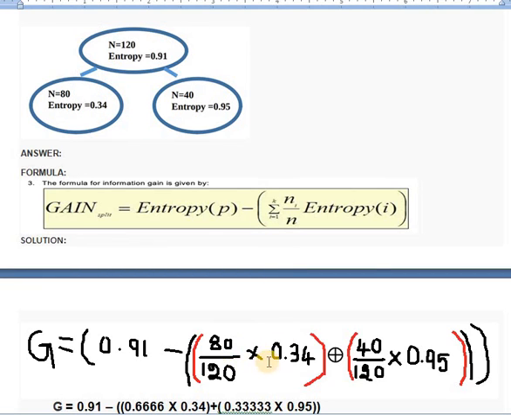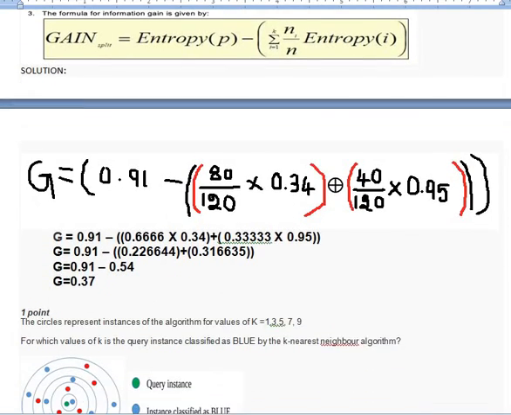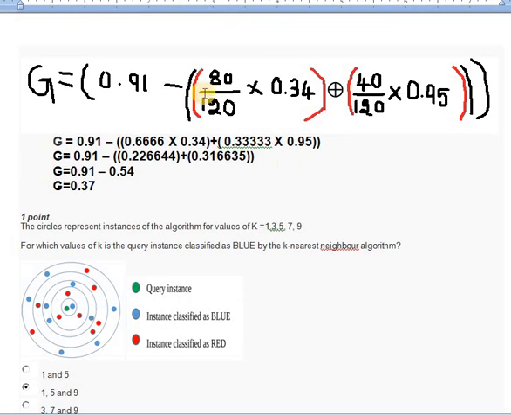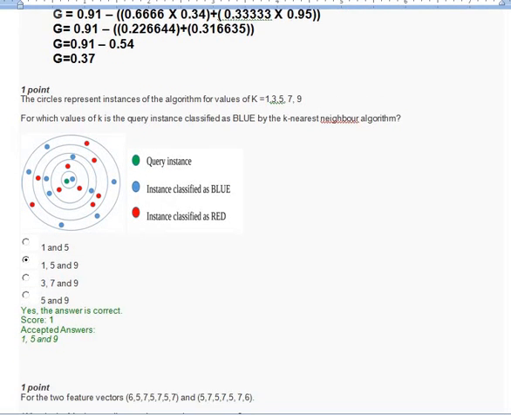So 80 divided by 120 into 0.34, and again 40 divided by overall n into 0.95, this entropy value. If you multiply, 80 by 120 is 0.66 into 0.34, and 40 by 120 is 0.33 into 0.95. Adding both, we get 0.54, and subtracting that from our overall entropy 0.91, we get the answer as 0.37. This is the method of finding the overall gain.